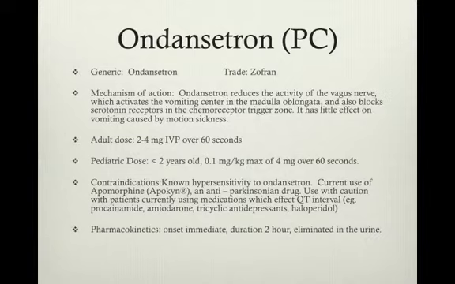The adult dose in this is going to be 2 to 4 milligrams IV push over 60 seconds. Pediatric dosing, less than 2 years old, is going to be 0.1 milligrams per kilogram with a max of 4 over about 60 seconds. Contraindication: known hypersensitivity to ondansetron. Concurrent use with apomorphine, an anti-Parkinsonian drug. Use with caution in patients currently using medications which affect QT interval: procainamide, amiodarone, tricyclic antidepressants, or haloperidol. Pharmacokinetics: onset is immediate, duration is 2 hours, and this is eliminated in the urine.